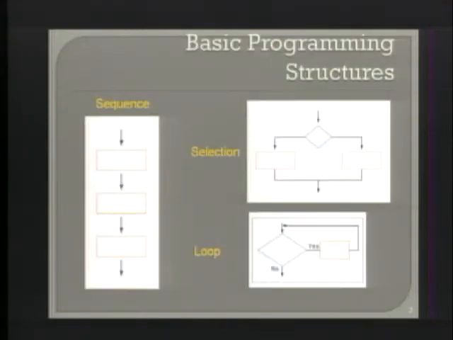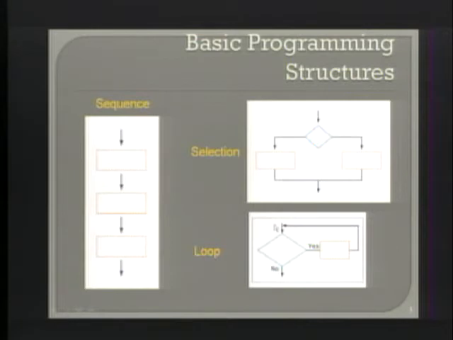So the 3 basic programming structures are sequence, selection, and loop. When you think about it, a computer does 3 things, essentially. It executes a series of steps, it makes decisions, and it executes things over and over. If you look at the diagram on the left side, this is where it's just doing one thing after another, and that's really what you've primarily been writing so far. Your programs are sequence based.